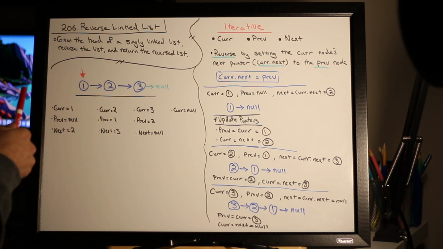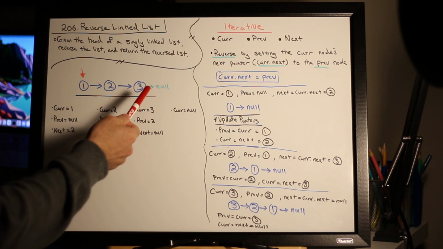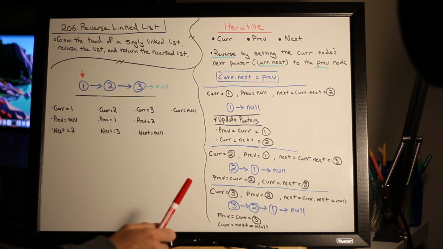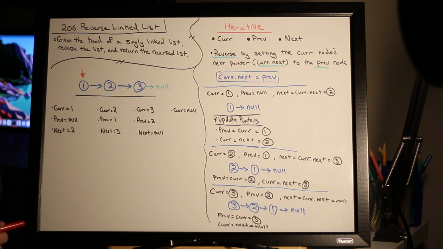On the LeetCode examples, they don't actually show that last node pointing to null, but in a linked list, the final node is actually null. I'm going to be showing you 2 approaches. The first one is going to be the iterative approach, and then we'll go over the recursive approach.